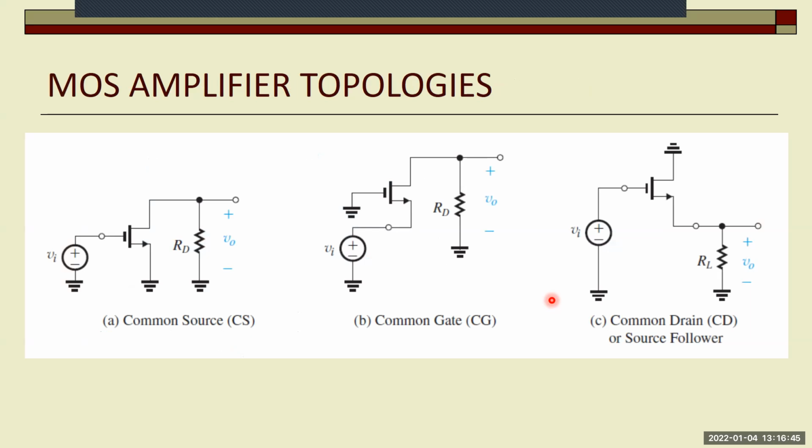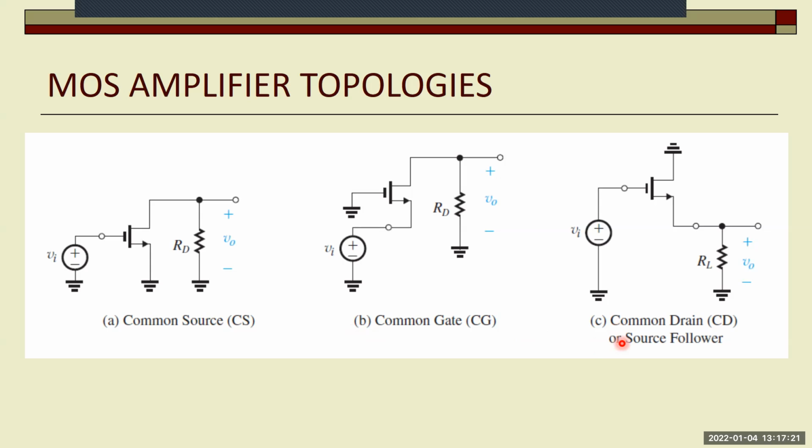So what are the possible topologies? You remember in BJT, we had common emitter. Analogous to this one, we have a common source. In BJT, we had a common base. The analogous one is common gate. In BJT, we had common collector. Analogous to this, we have common drain or source follower. In BJT, this would have been called also emitter follower.